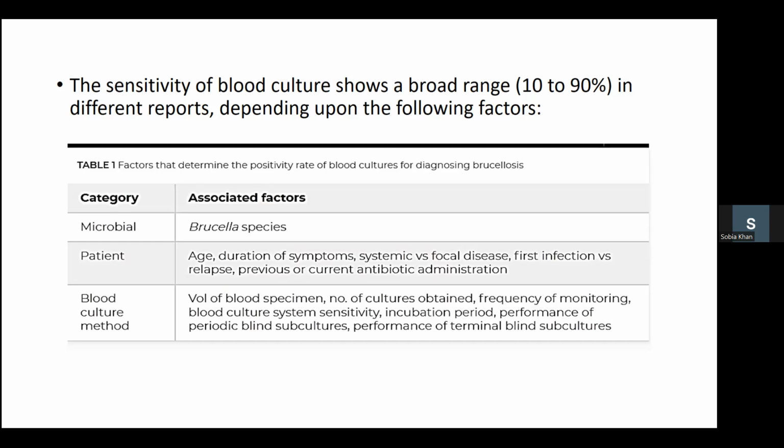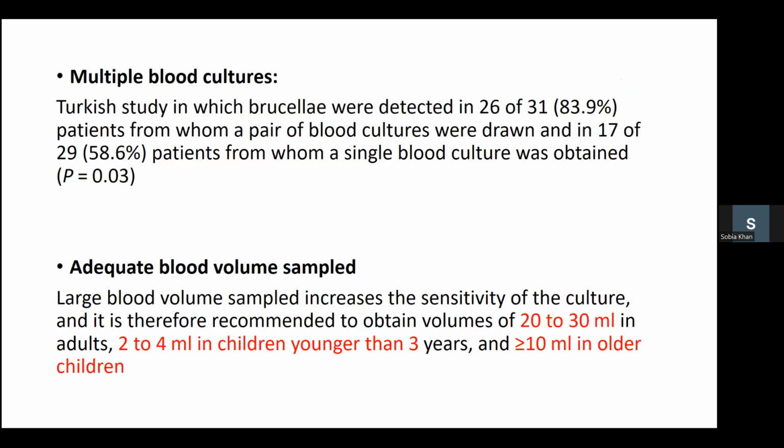Microbial factors, you know, Brucella itself is a fastidious organism, so it takes time to grow. Then the duration of symptoms: earlier in the duration of symptoms, obviously the chances of blood culture positivity are higher because the bacteremic stage is there. And first infection versus relapse, previous or current antibiotic administration, the volume of the blood culture, the number of blood cultures obtained, and the incubation period of the blood culture bottles. This was from a review article published in the American Society for Microbiology, ASM journals.